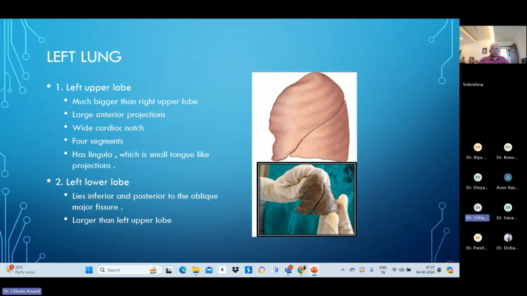Left lung. Left upper lobe is much bigger than the right upper lobe. Large anterior projection, wide cardiac notch, four segments, has the lingula, which is a small tongue-like projection. And left lower lobe lies inferior and posterior to the oblique major fissure, larger than left upper lobe.